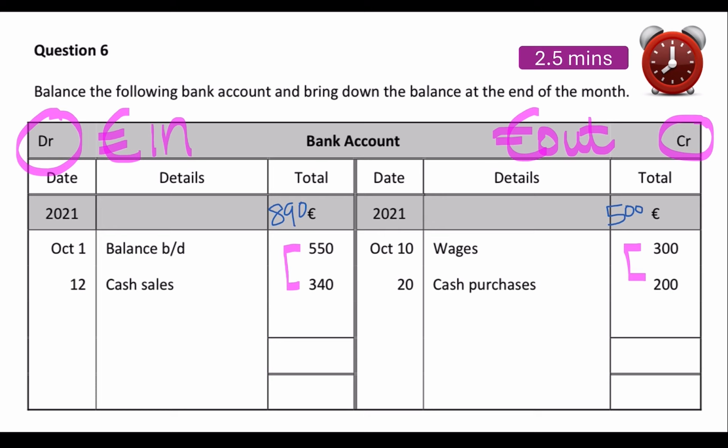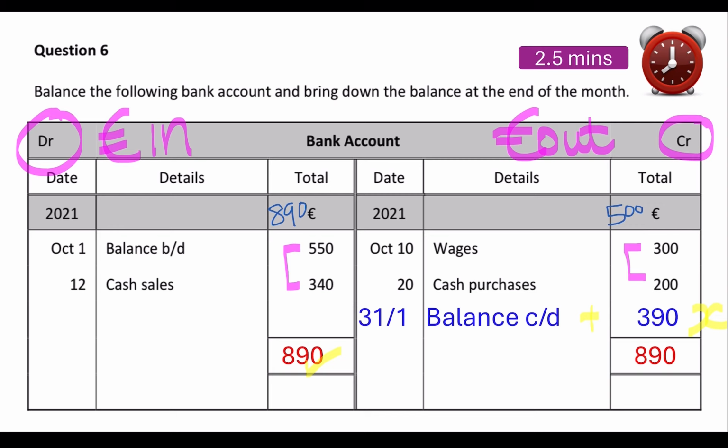So what you are going to do, you are going to put the larger figure, the 890, on both sides. And then this side, the debit side, equals 890, but the credit side doesn't equal 890. So what we're going to have to do, just like solve for x, just like algebra at school, 500 plus x is equal to 890. So you would figure out that the difference there is 390.